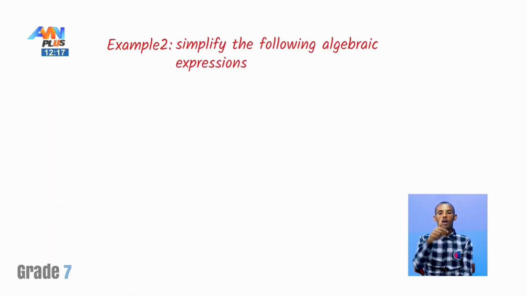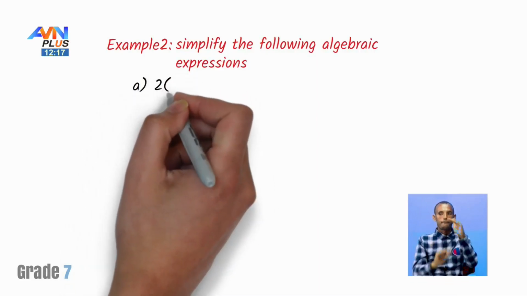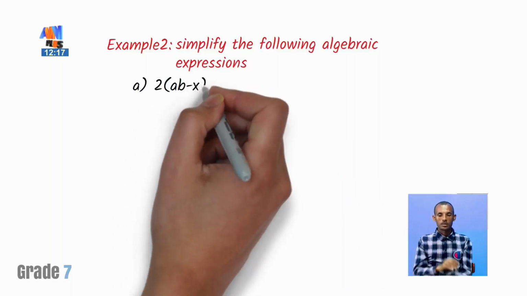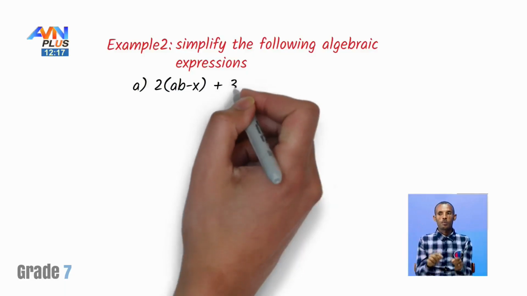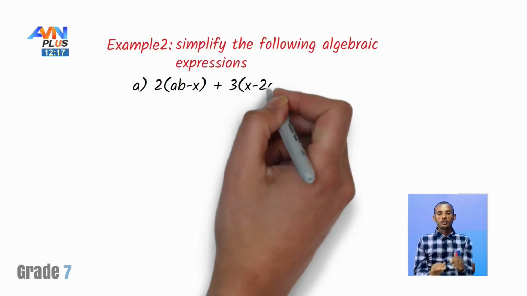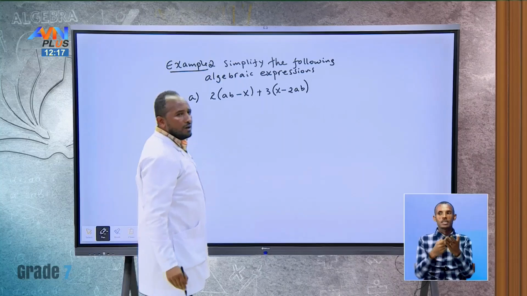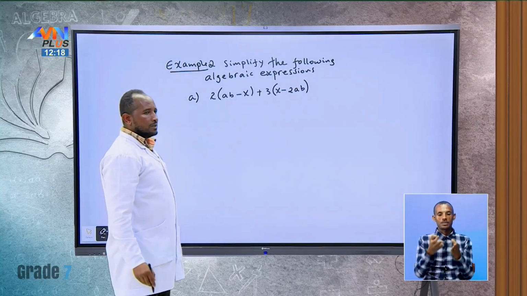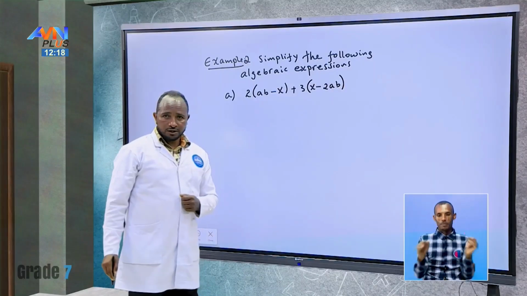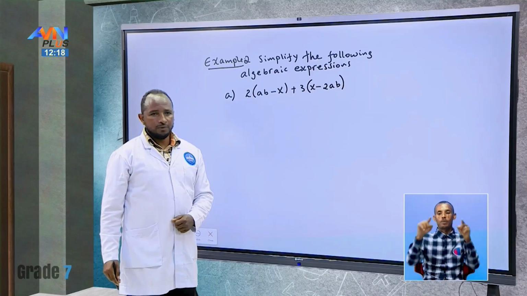2 into AB minus X plus 3 into X minus 2AB. Let's try to simplify this expression. As I said earlier, to simplify such an expression, your first step is just removing the bracket using the distributive property.